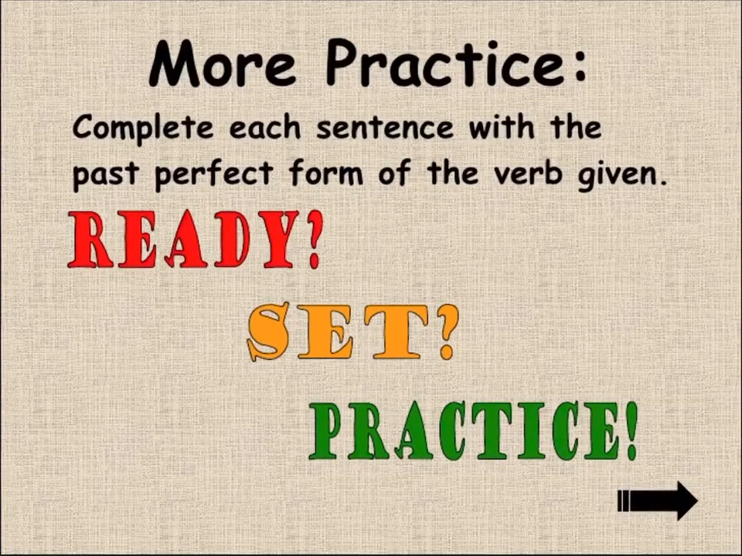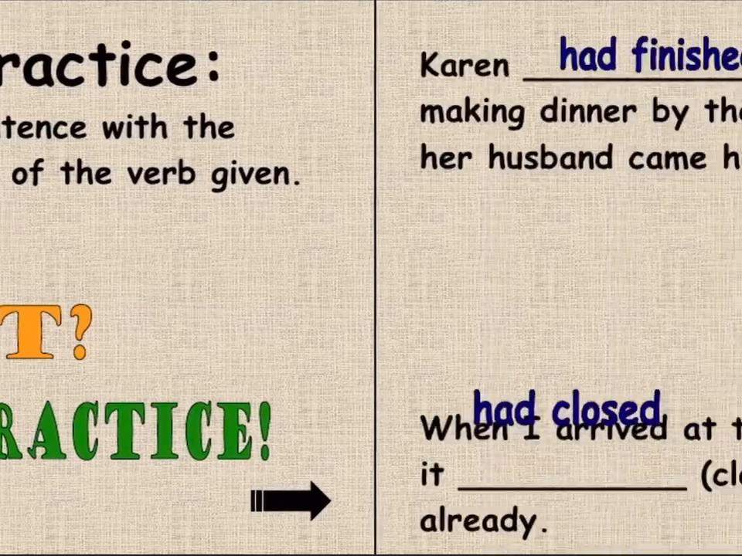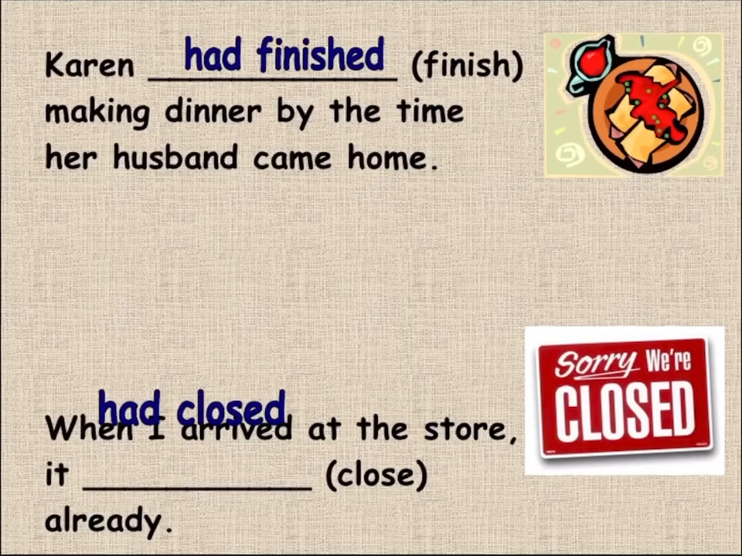More practice. Complete the sentences with the past perfect form of the verb given. Let's see some examples. For example, Karen had finished making dinner by the time her husband came home. This sentence wants to show that Karen had finished preparing dinner before her husband came home. It shows the specific time, which action happened first and which second.